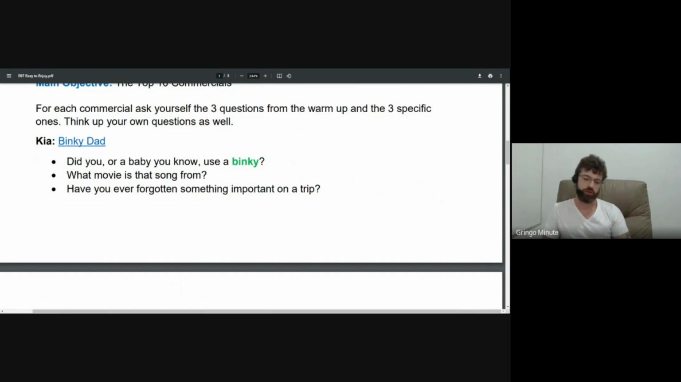Now, part three, make it personal. I have never considered buying a Kia. They're not big here in Brazil, but I do like their advertising team. So maybe if I were living in the U.S., I have a daughter. I would consider going to a Kia dealership, see what they have to offer.